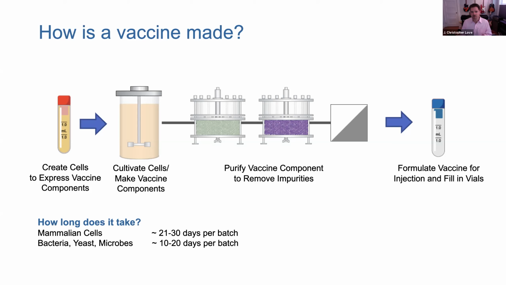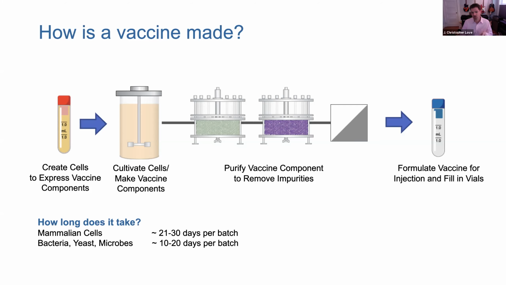How long does it take to make these things? Mammalian cells, if you start with that as a production platform, is maybe a month, roughly, by the time you turn everything over in the facility to do it. Microbial systems, in contrast, are about half that time. They grow about twice as fast, give or take a little bit. And so overall, you can run your facilities faster.